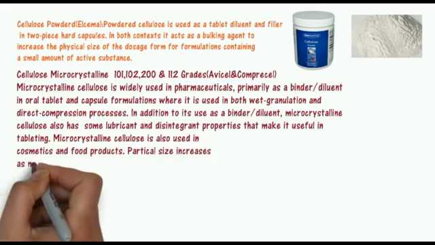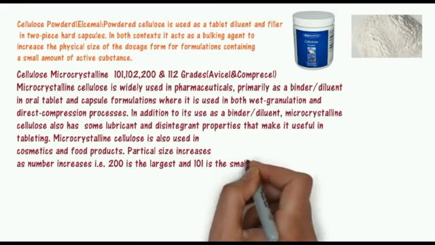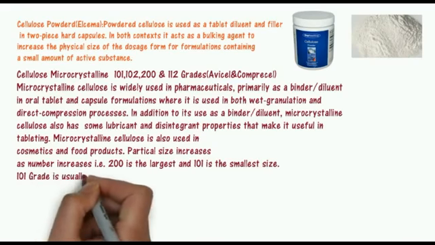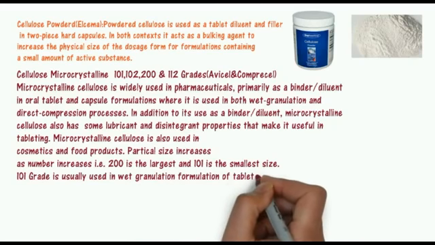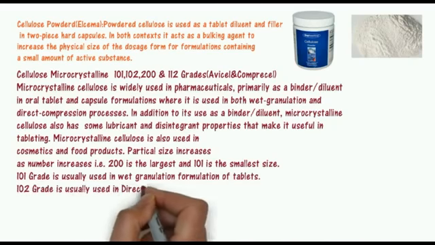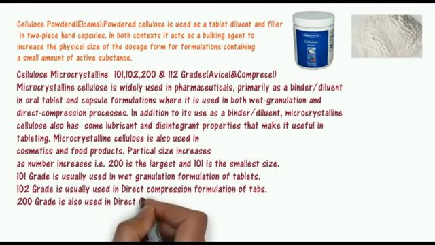Particle size increases as the number increases. That is, 200 is the largest and 101 is the smallest particle size. 101 grade is mainly used in wet granulation formulation of tablets. 102 grade is used in direct compression formulation of tablets. 200 grade is also used in direct compression of tablets, but its size is larger as compared to 102 grade.